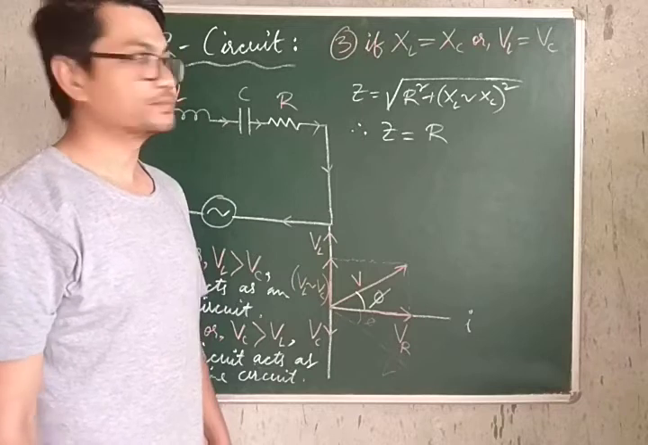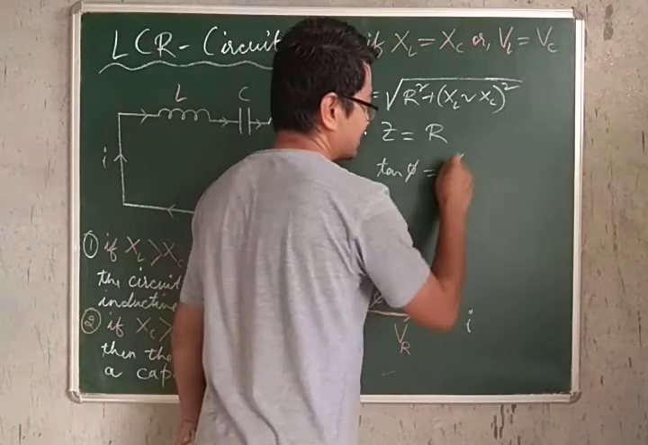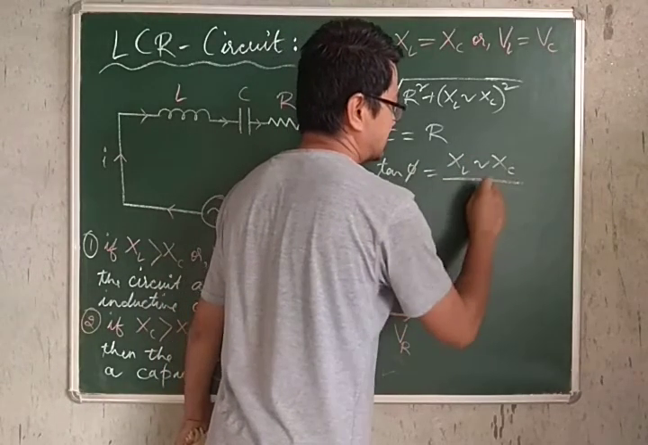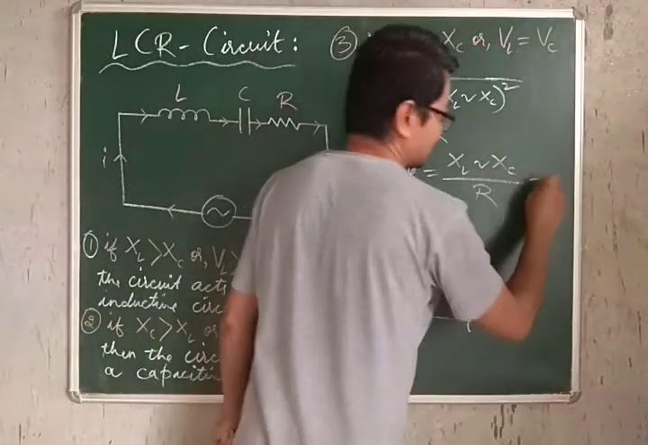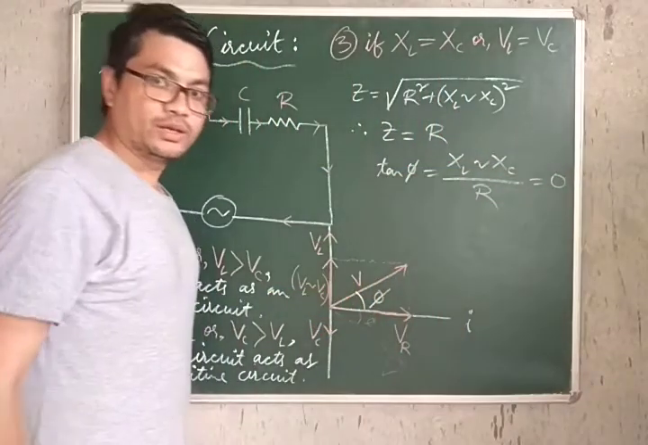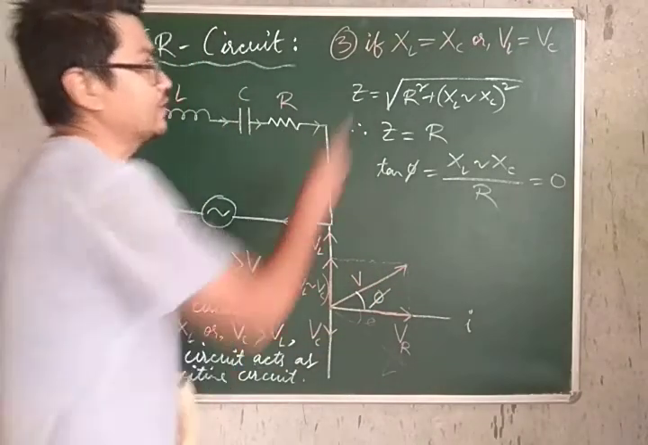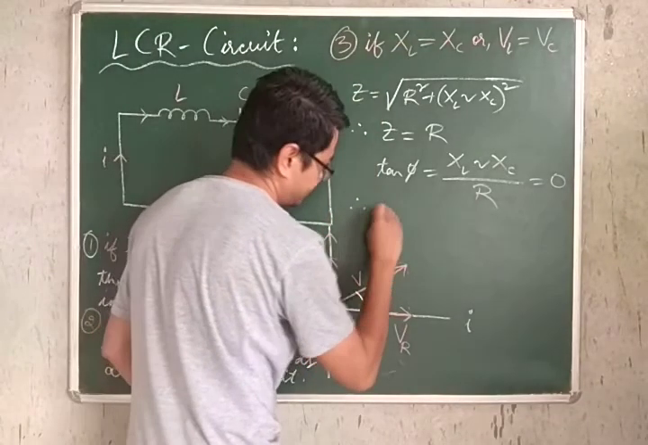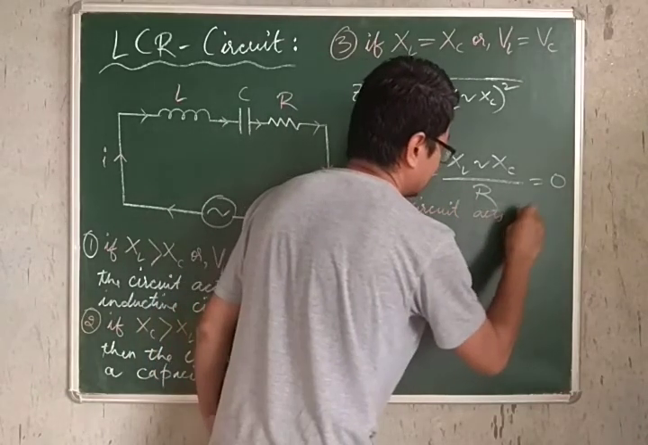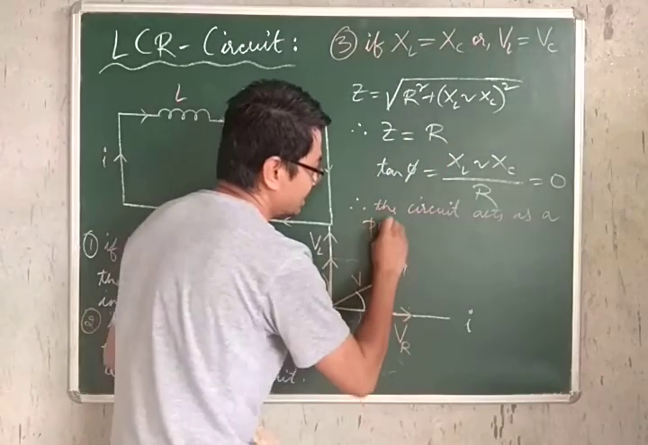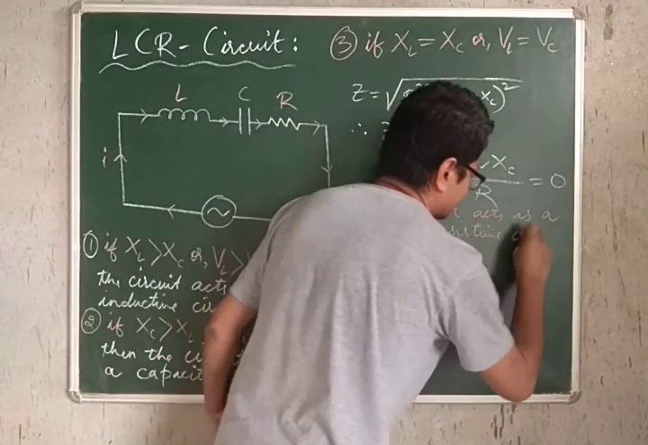You can make out from the expression for tan phi also. Tan phi is (XL minus XC) divided by R. So if XL is equal to XC, then obviously the numerator is 0. So tan phi becomes 0, which means phi is 0. So there is no phase difference between the voltage and the current. So in this case, the circuit acts as a purely resistive circuit.